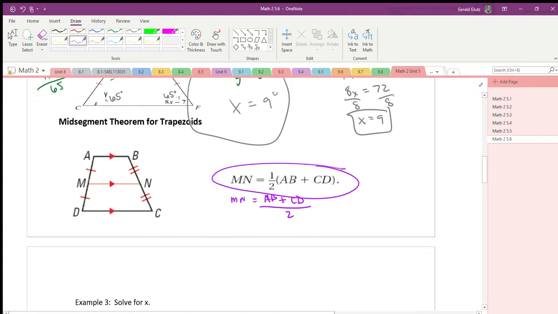The way I prefer to write this is like this: 2 MN, or 2 times the midsegment, is equal to the two bases added together. To me, there are no fractions in this one, so it just looks a lot nicer. It's a little bit easier to understand, at least for me. If you prefer one of these other ways better, then do it that way. That's totally fine.